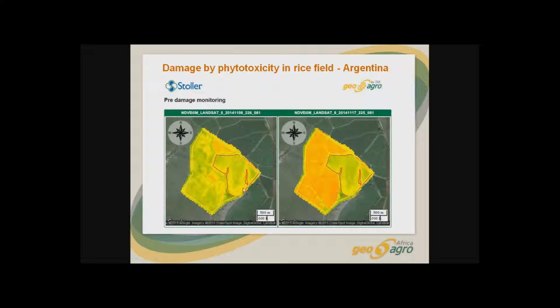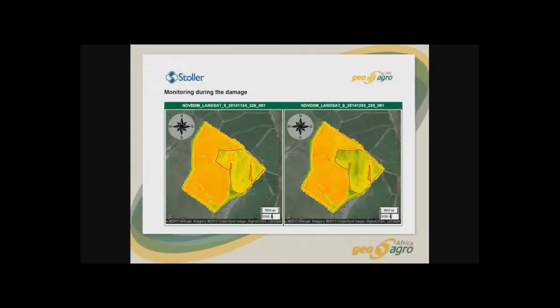So here we see pre-damage monitoring. Remember, we're getting Landsat images every 16 days, at 30-meter resolution. That's where we are. So we see the crop status on November 8th, November 17th, and then on November 24th, we start to see an anomaly. Again, "anomaly" between quotes, because we can also do some automated operations in order to detect those anomalies automatically. We see that there's a line there that's not growing as expected according to how it was evolving before.